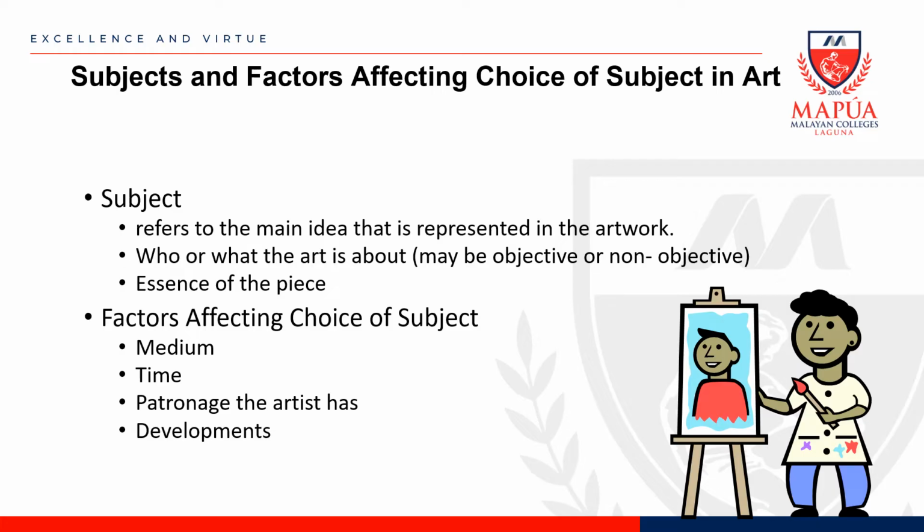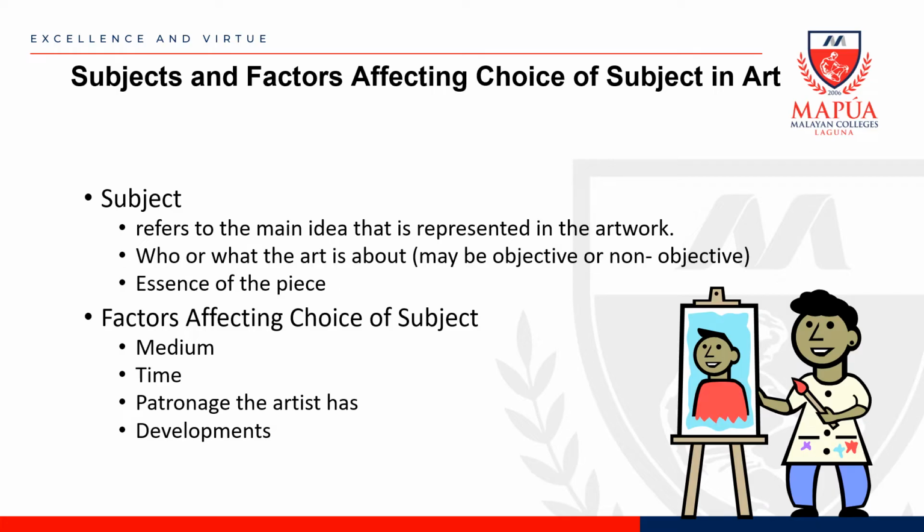Third, patronage that the artist has. So it's sponsorship, the backing. So if the artist has people who favor him or who support him, fund him, then most probably his artworks would be images of these affluent people who pay for his skill, for his works.